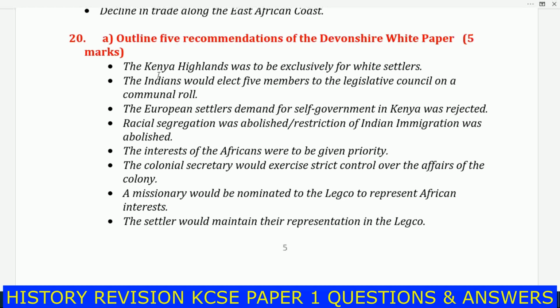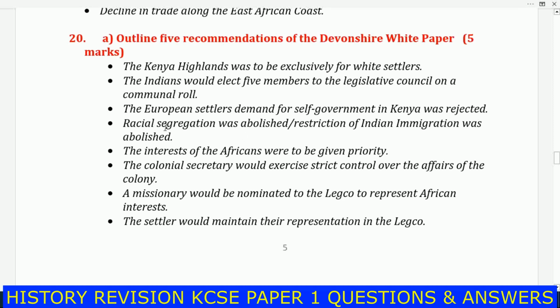Recommendations of Devonshire White Paper. Number 1, the Kenyan highland was to be exclusively for the white settlers, and that is what the recommendation said, the first recommendation. Number 2, the Indians would elect 5 members to the legislative council or Legco on a communal roll. Number 3, the European settlers' demand for self-rule in Kenya was rejected.